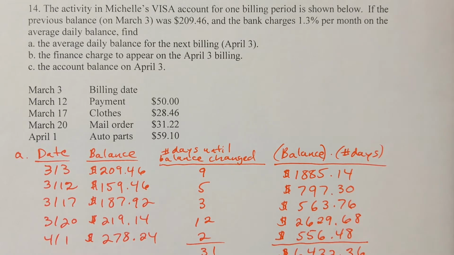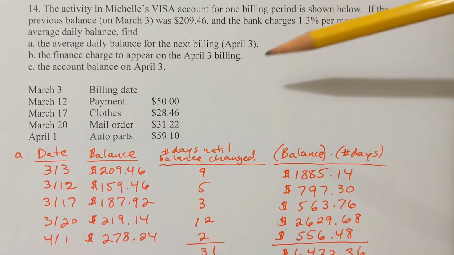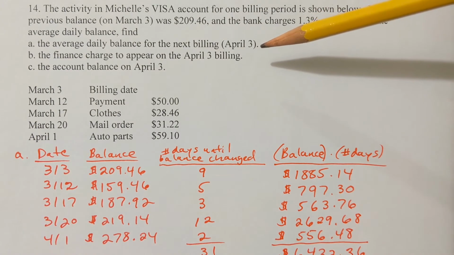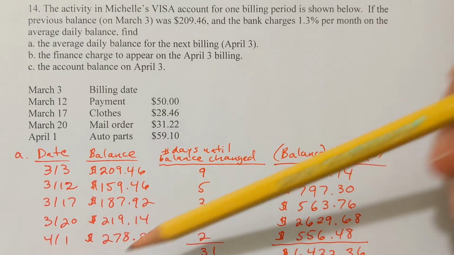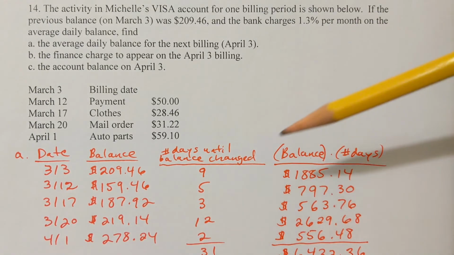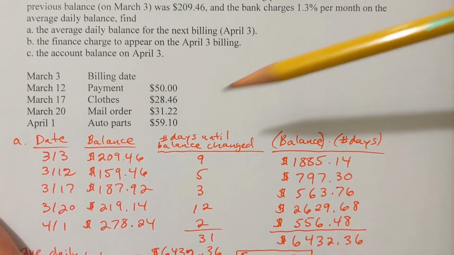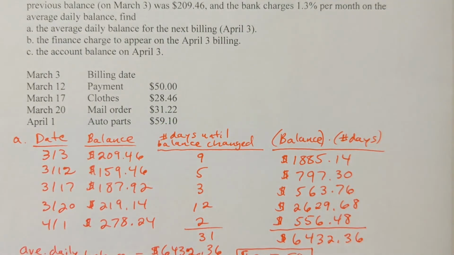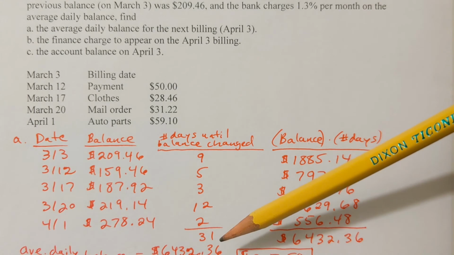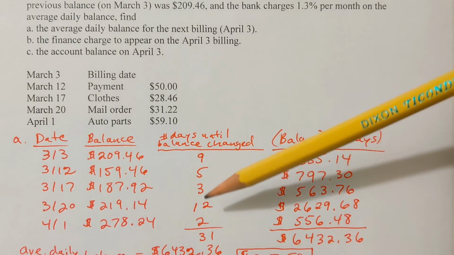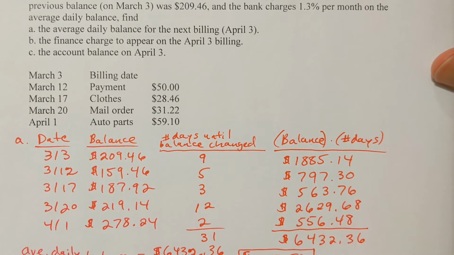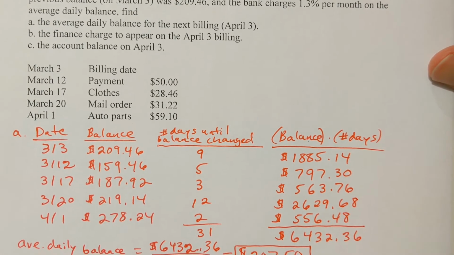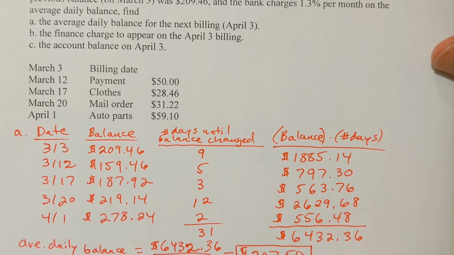$219.14. And now on April 3rd, she's going to get her next billing statement in the mail. Okay, so I'm going from April 1st to April 3rd, that'd be 2 days. And if you go from March 3rd to April 3rd, since March has 31 days in it, there'd be 31 days total when you add up these numbers. Okay. And of course, make sure that you got that number correct, whatever the month is.